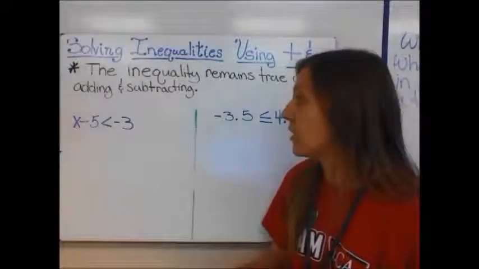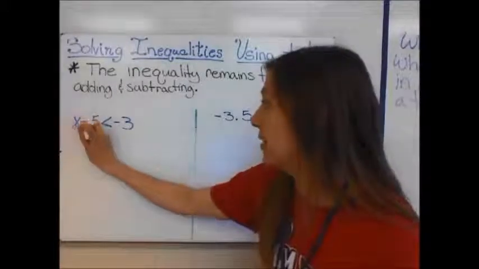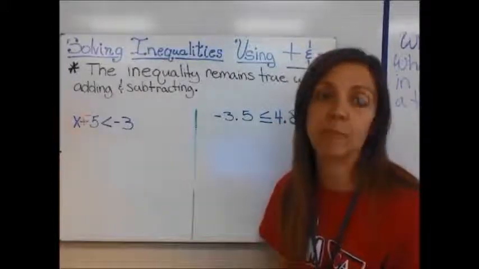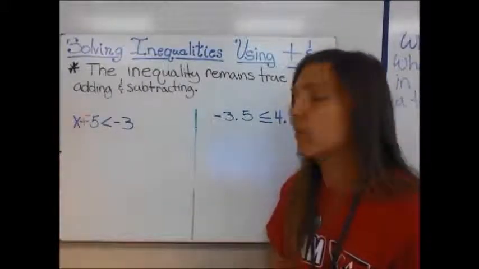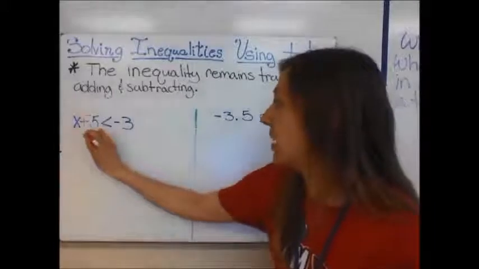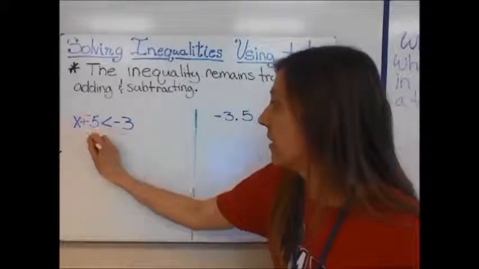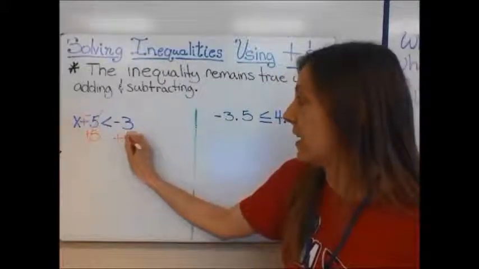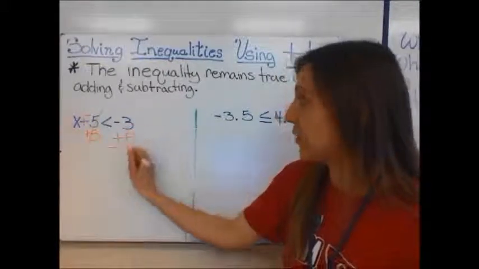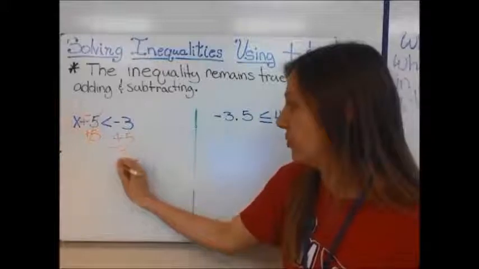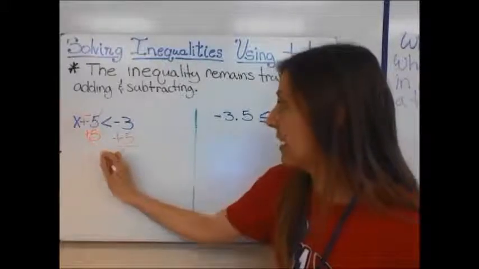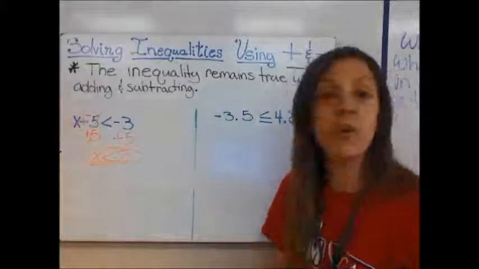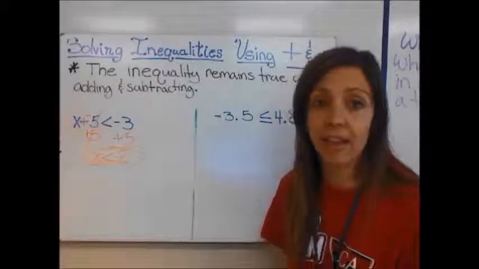So I'm going to switch, just so I can see that plus a negative is the same as subtracting 5. In both cases, I'm just going to add 5 to cancel out this 5. So I add 5 and those cancel, and I add 5 here, and I get negative 3 plus 5 is 2. So x is less than 2. So x can be any value that is less than 2.